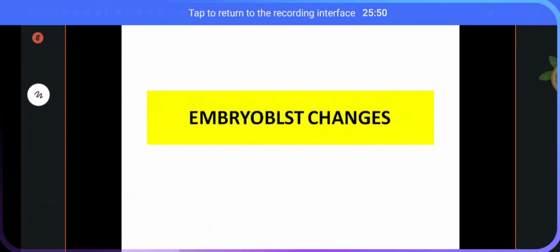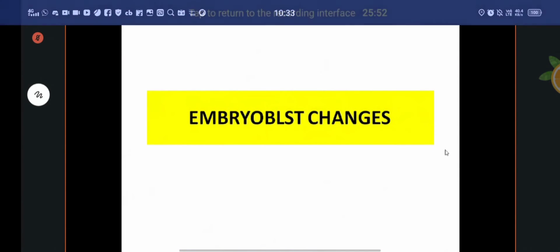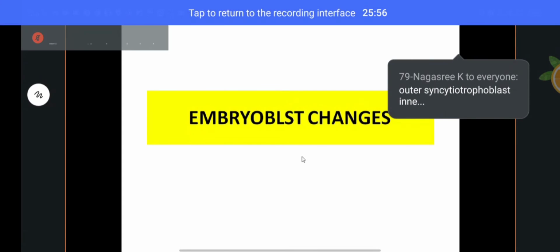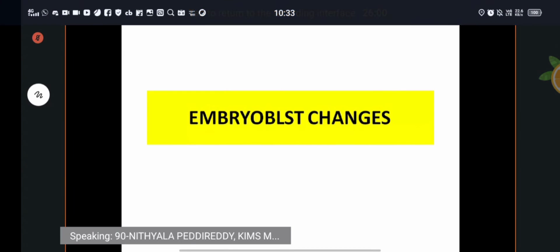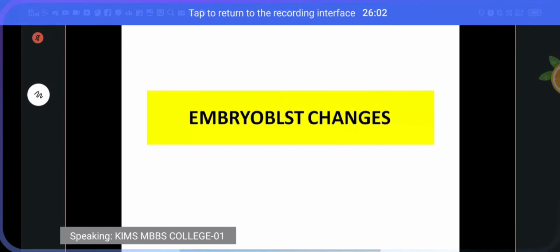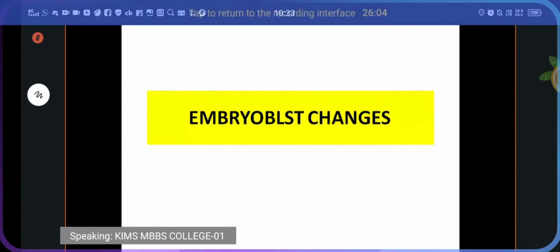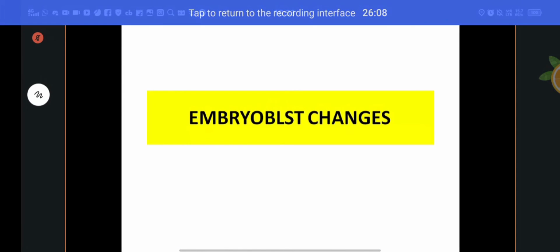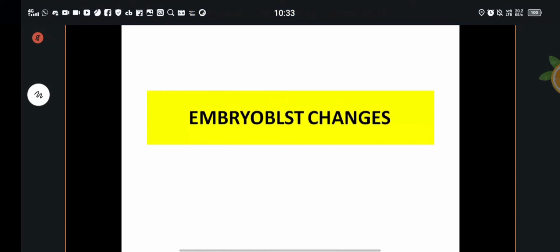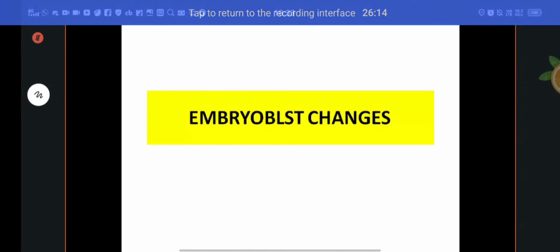So now can anyone say the answer? What are the trophoblastic changes seen? Inner cytotrophoblast and outer syncytiotrophoblast. Okay, good. Trophoblast is divided into two layers. Inner is cytotrophoblast and outer is syncytiotrophoblast. Out of these two layers, which layer consists of multinuclei?